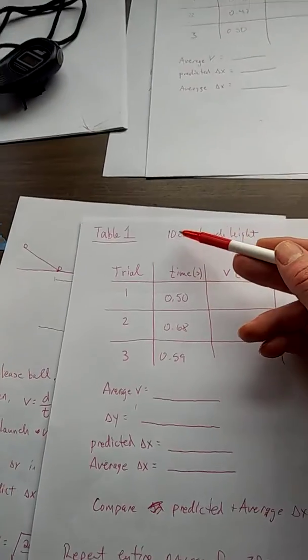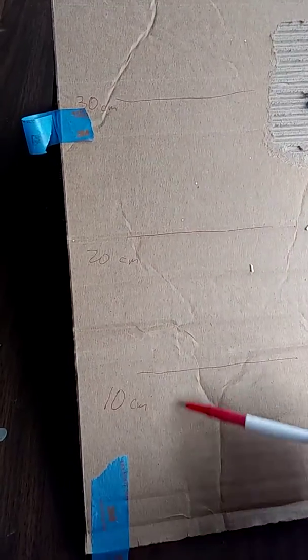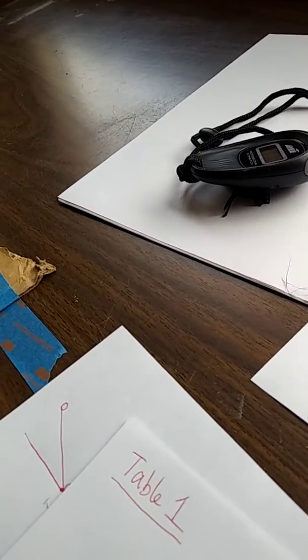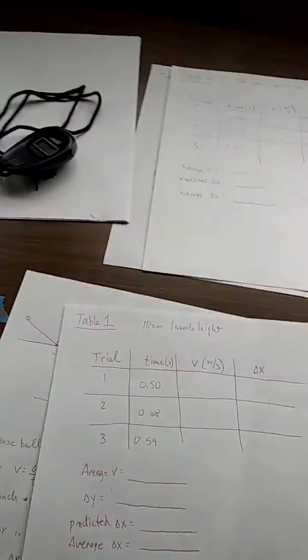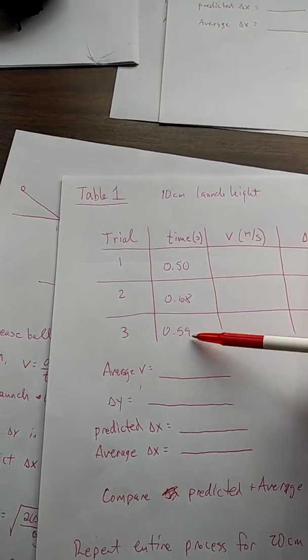For the 10 centimeter launch height. So if you can see my ramp here, I've measured up from the bottom to 10 centimeters, roughly, and then 20, and then 30. So I'm actually going to do this experiment 3 different times for the 3 launch heights. So 3 different times at 10 centimeters, I've got 0.50, 0.68, 0.59.